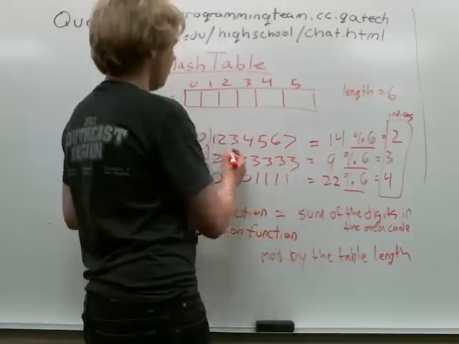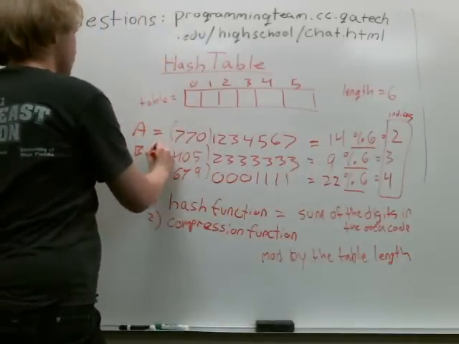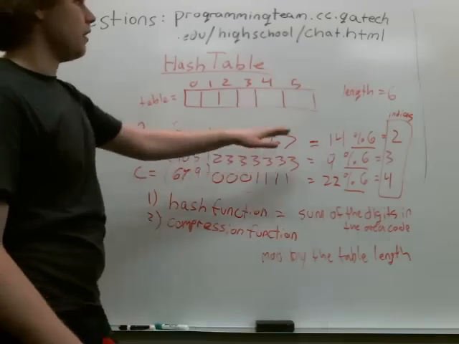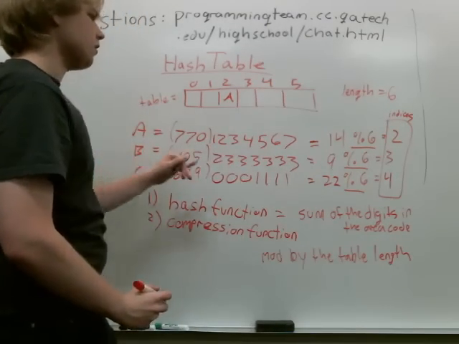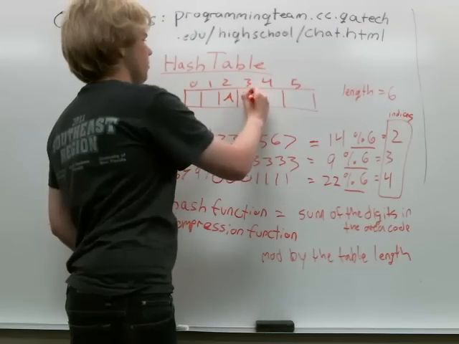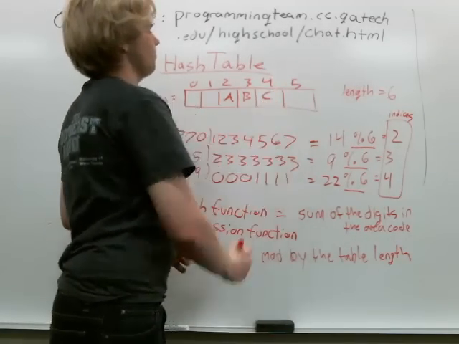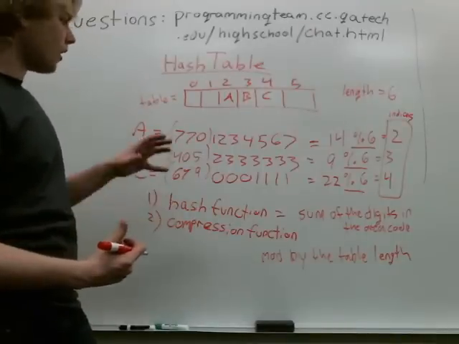So here, I don't want to write out the whole telephone number, so we'll call them A, B, and C. We would take A and put it at index 2. We would take B and put it at index 3. And we would take C and put it at index 4. Okay, so that's how that would work in our hash table.